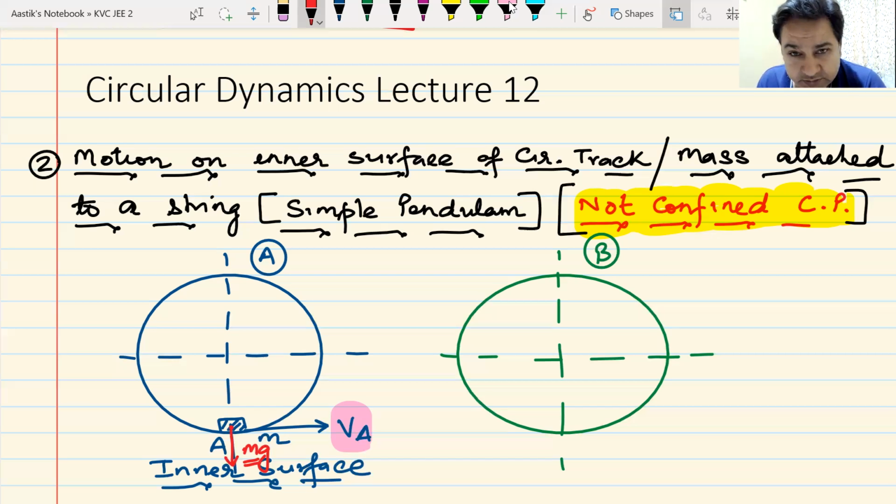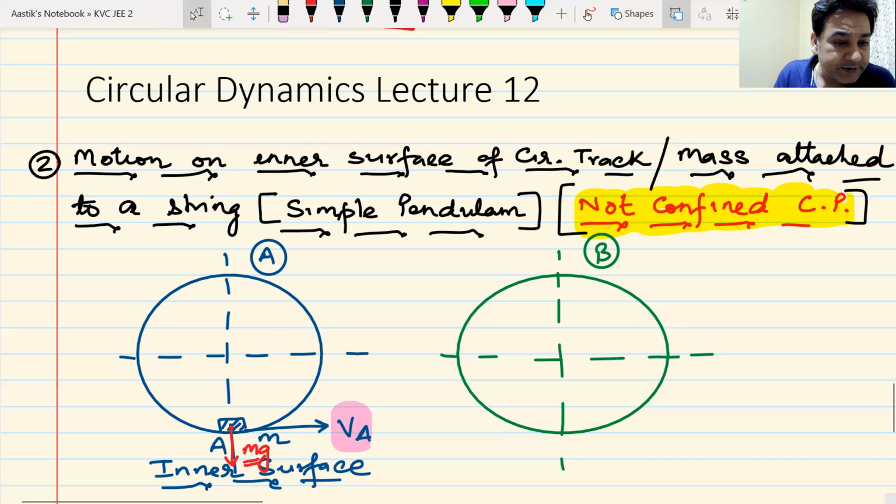And it is a force which is visible. You can see it right now. We have drawn it so many times. Which force is going to make it move on the circular track? Anyone? No one knows it?